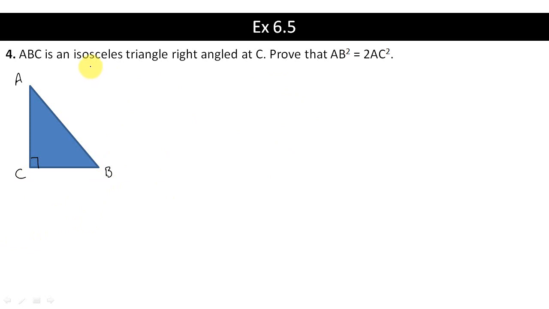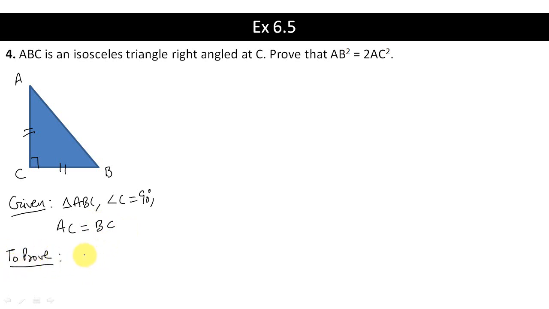Okay, and this is an isosceles triangle, that means AC will be equal to BC. So it is given that triangle ABC, which is right angled at C, and side AC is equal to BC. This is given. And we need to prove that AB square will be equal to twice AC square.